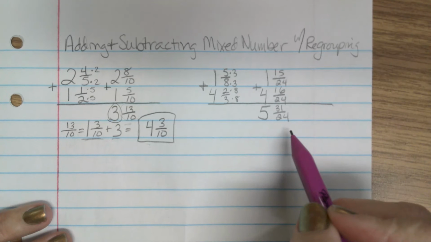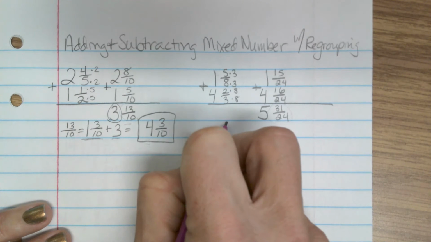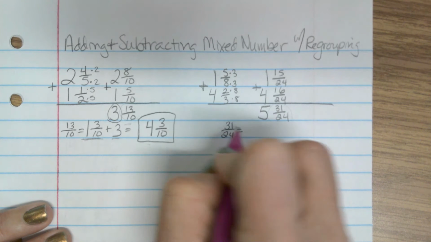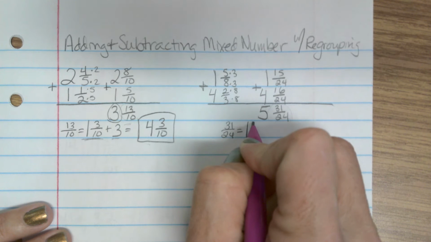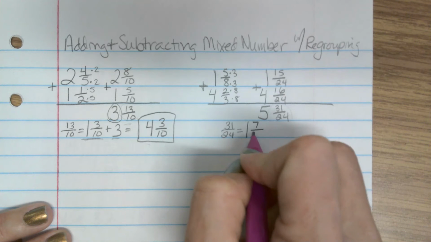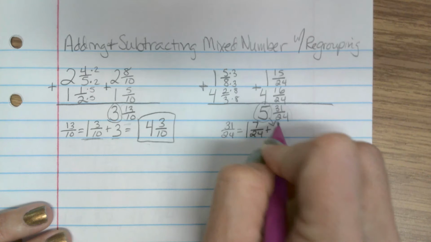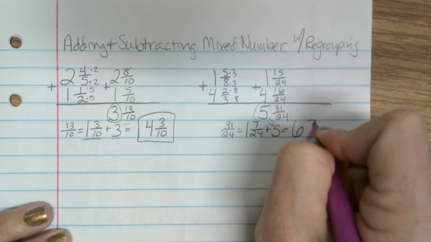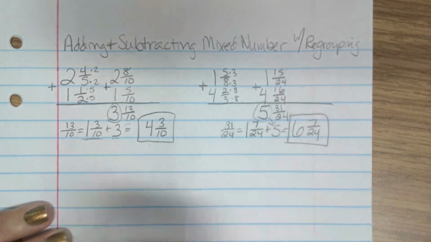Then I have my improper fraction here, so remember I have to rewrite my improper fraction as a mixed number. 24 goes into 31 one time with 7 left over. 31 minus 24 is 7/24. And then I add my whole number, and your answer is 6 7/24. So here's your answer.